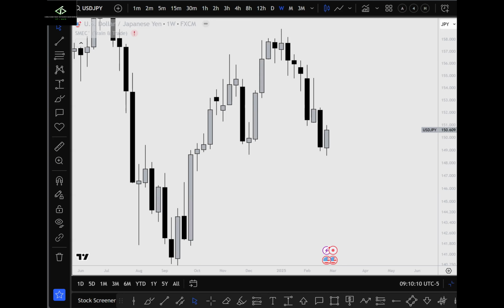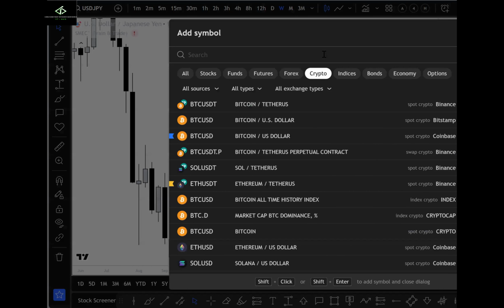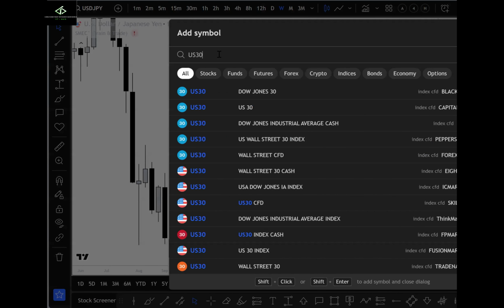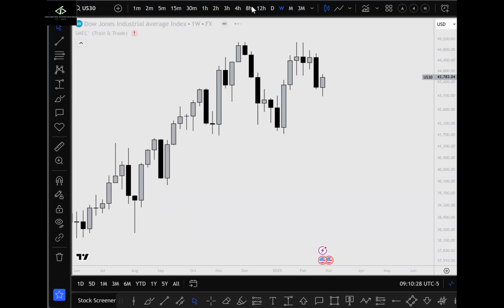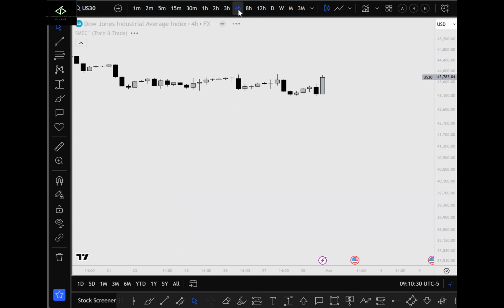Timothy says, hey Omar, great job. Could you please go through US 30? I thought it would really drop after Thursday's bearish engulfing bar. So US 30, Dow Jones. Let's go to FXCM. On which time frame was it? Thursday's bearish engulfing bar.